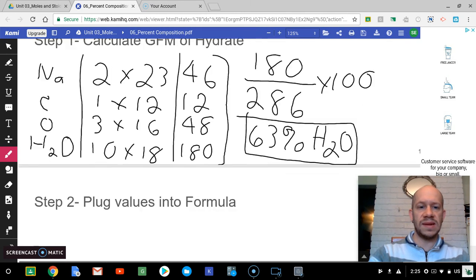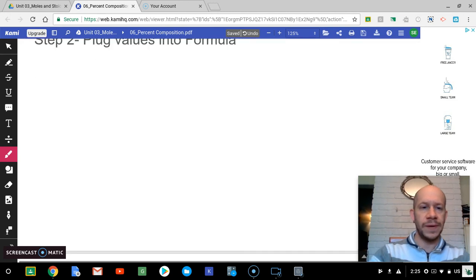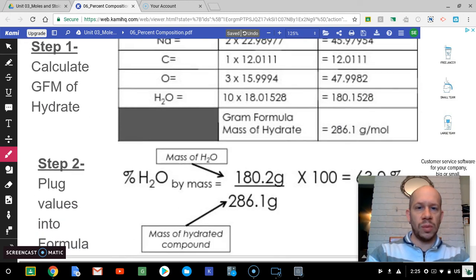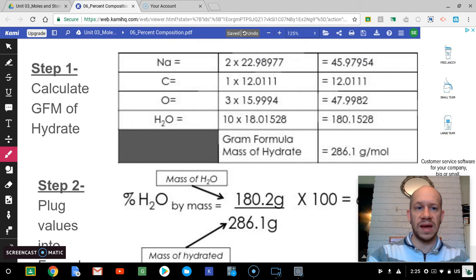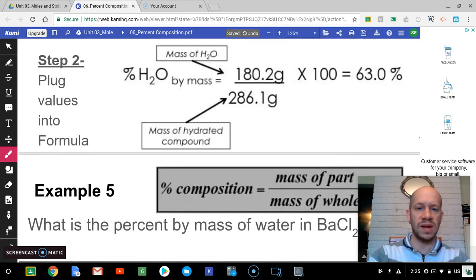All right, the next step is to plug values into the formula. So I did that all on the same slide. Here you can check your work. Step 1, calculate the GFM of the hydrate. This should match up with what I did. They didn't round in this, and that's okay. Step 2, plug in the values. Here are the values that I plugged in, 63%.